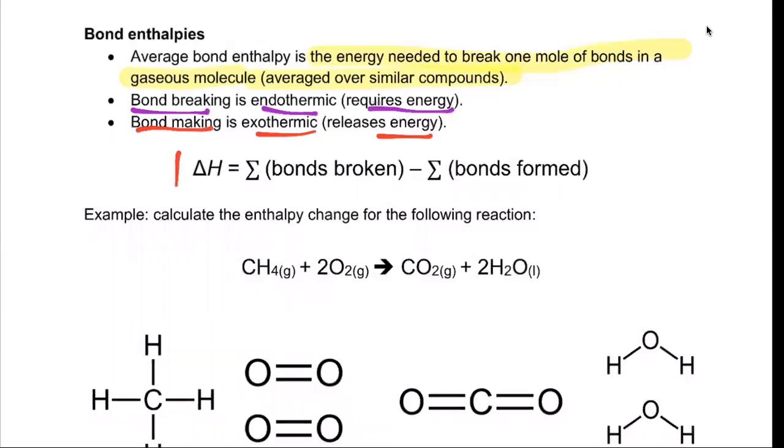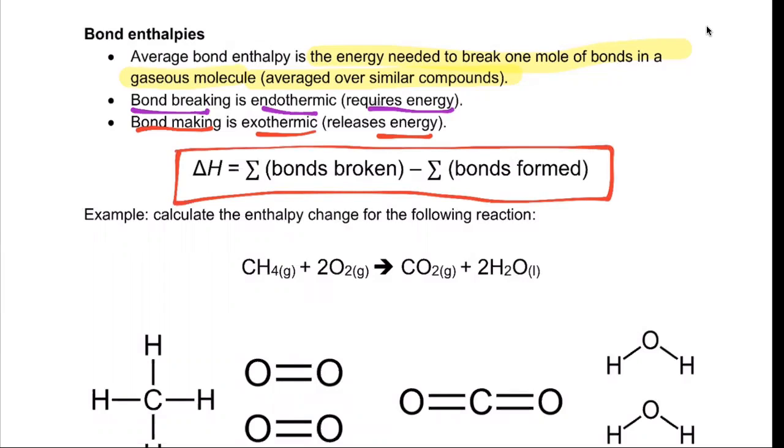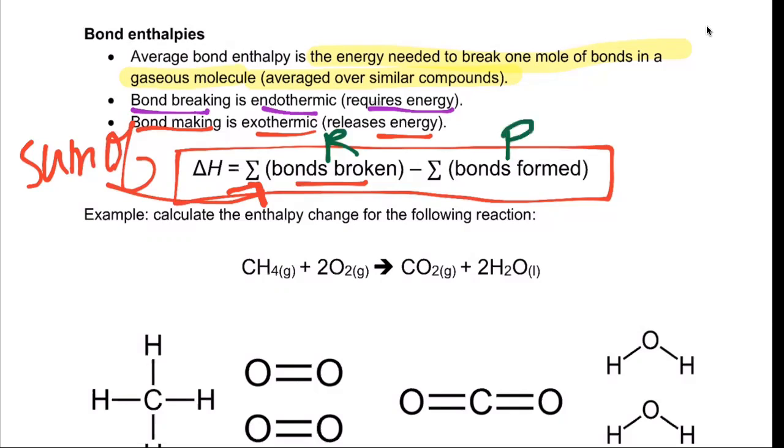Here's the equation that you use when you're calculating the change in enthalpy based on bond enthalpies. This symbol is sigma, and sigma means the sum of, so you're going to be adding together a bunch of numbers. You add together all of the enthalpies of the bonds that are broken, and the bonds that are broken come from the reactants, because the reactants are the ones we have to break bonds in. Then you subtract the sum of all of the bonds formed, and the bonds that are forming are the products.